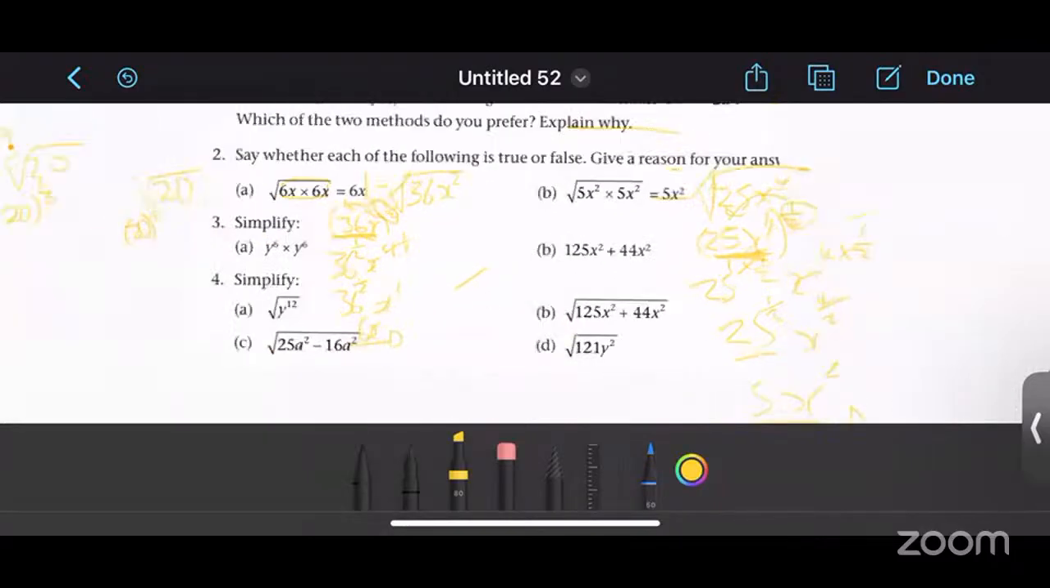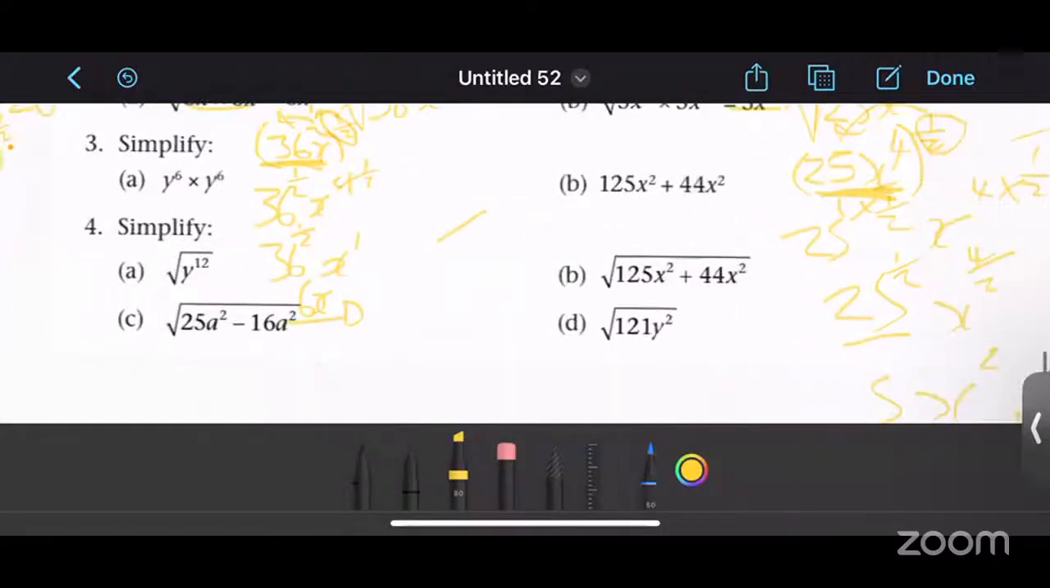Let's look at 3. 3 says simplify. This is y to the power of 6 multiplied by y to the power of 6.